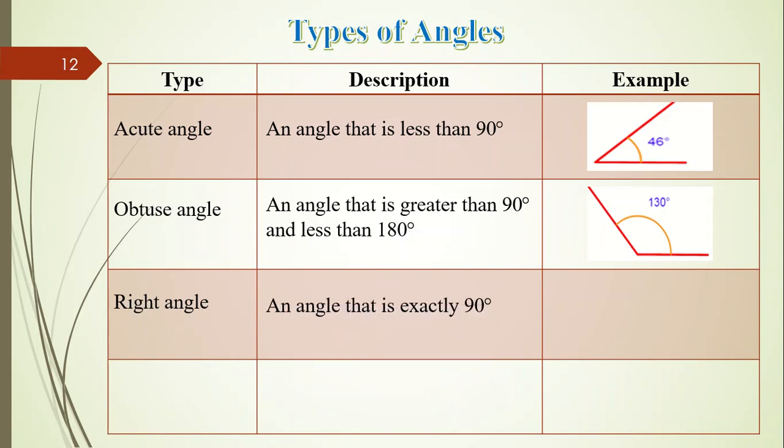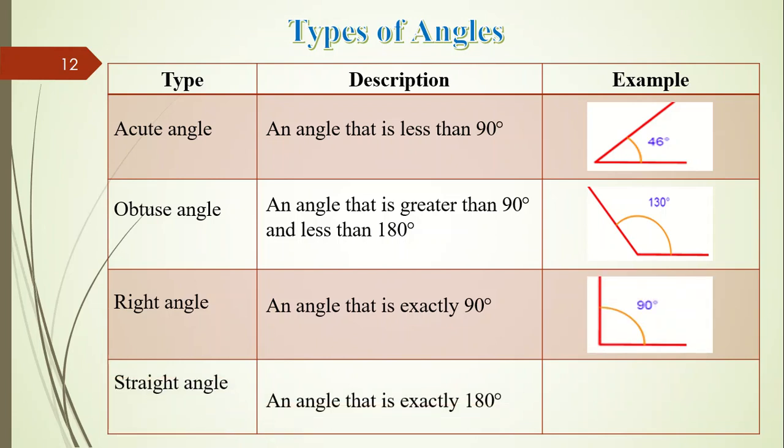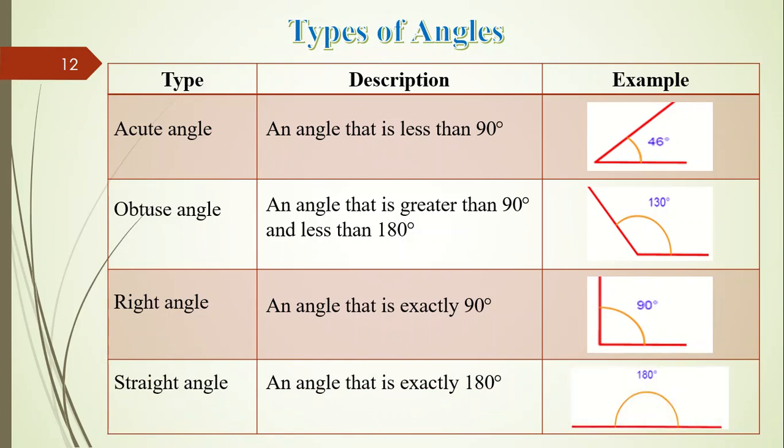A right angle is an angle that is exactly 90 degrees. A straight angle is an angle that is exactly 180 degrees.